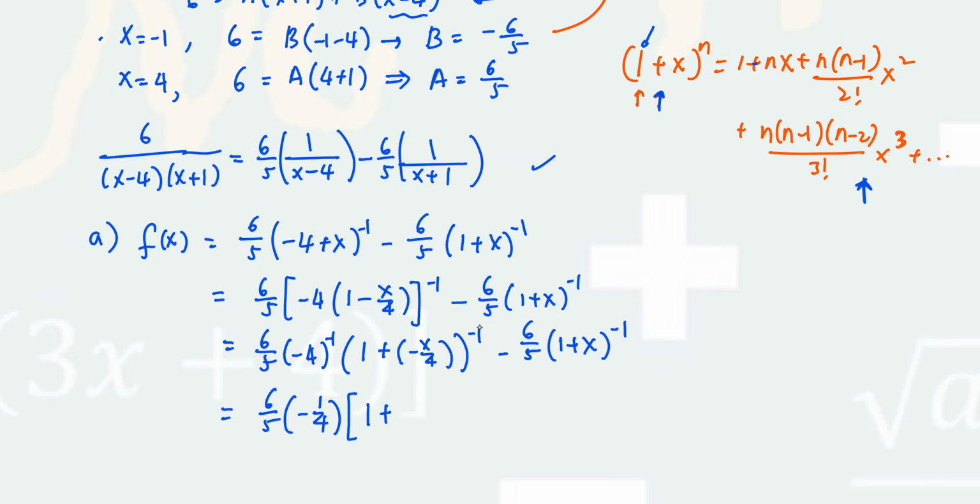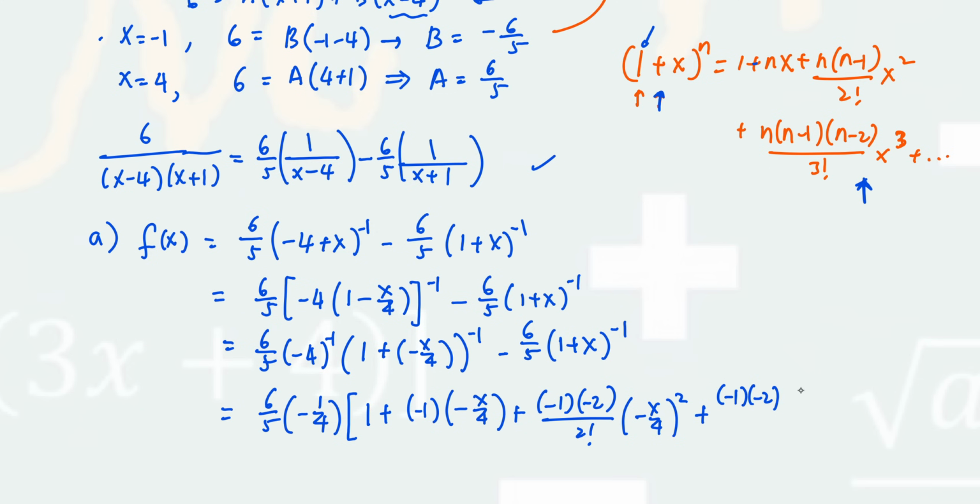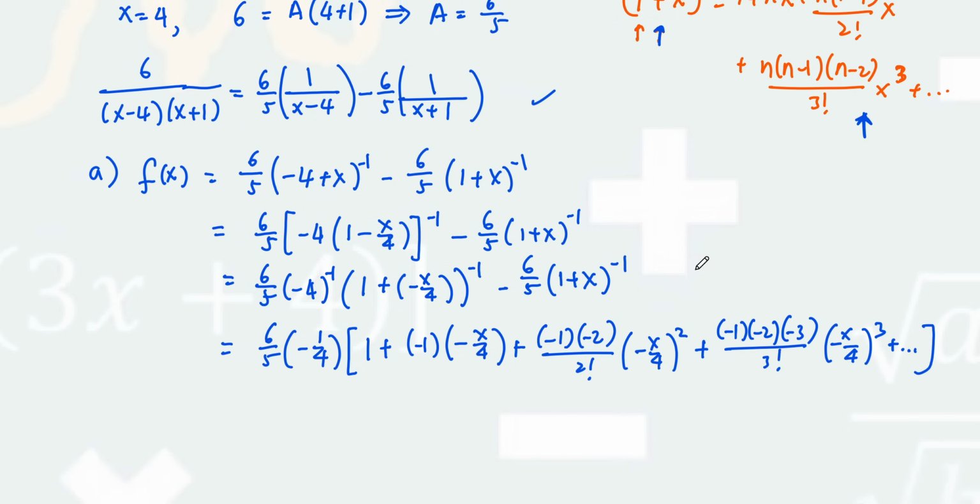So for my x cubed, I must get these 4 terms. It will be 1 plus, my n now is minus 1, my x is negative x over 4. This is my new x, changed to minus x over 4. Then minus 1 times minus 2 over 2 factorial times (minus x over 4) squared, plus minus 1 times minus 2 times minus 3 over 3 factorial times (minus x over 4) cubed. Okay, this is for the first expansion.